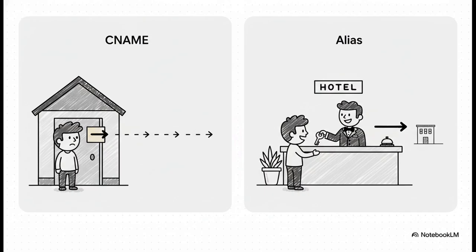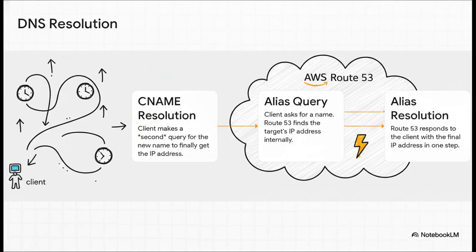But an alias record? That's like a hotel concierge. Your browser asks for something, and Route 53 says, "One moment, please," does all the running around for you and comes back with the IP address directly. And this is what that process looks like. With the CNAME, the client makes 2 requests.